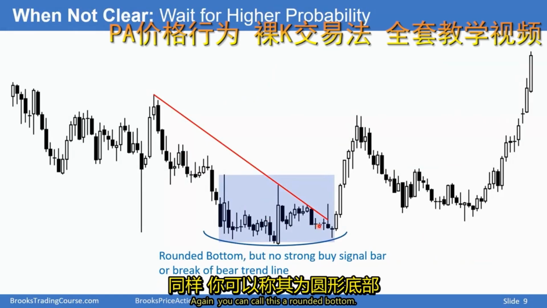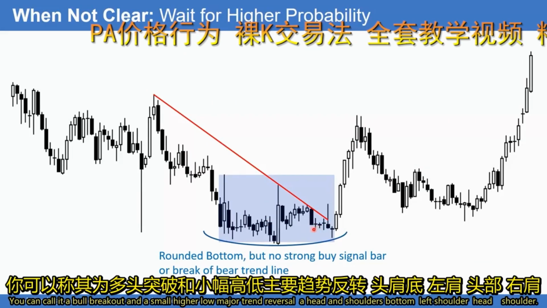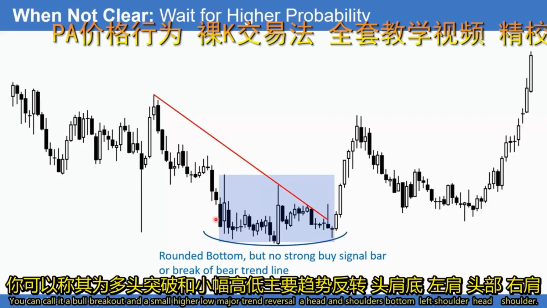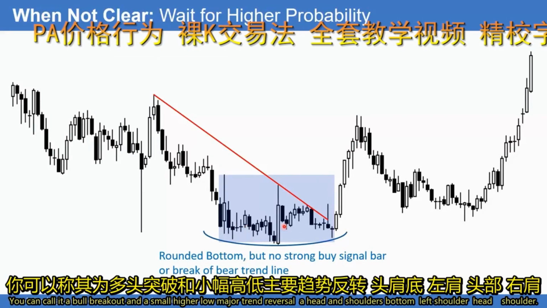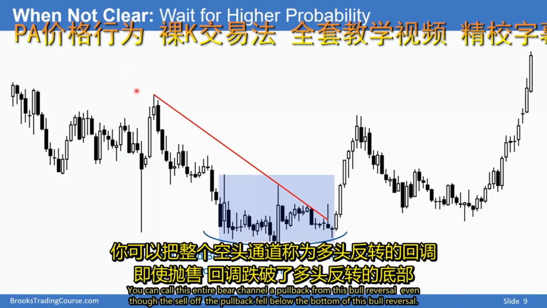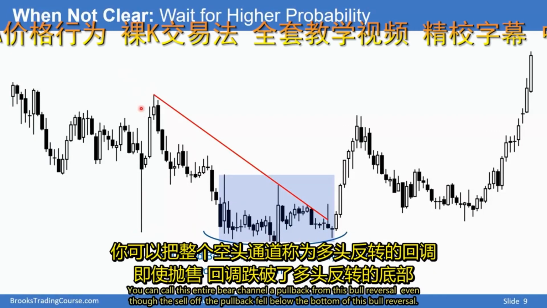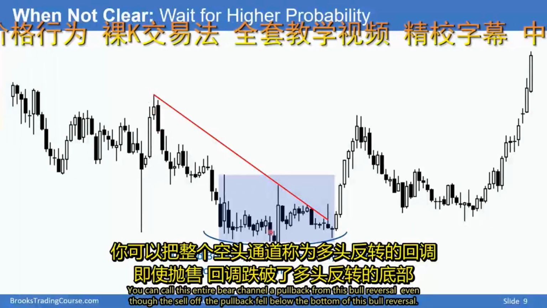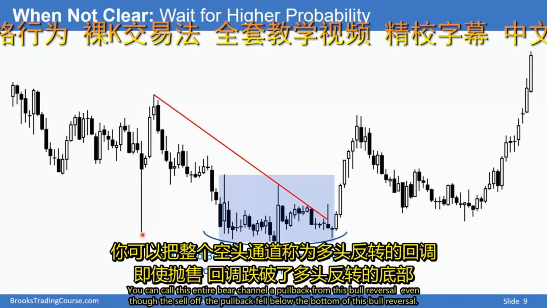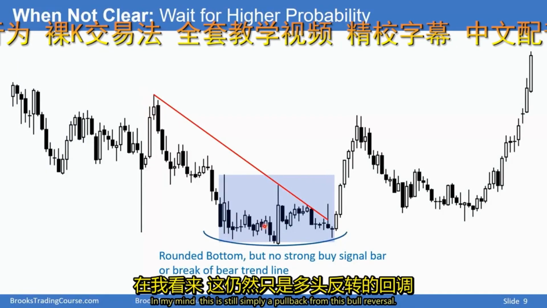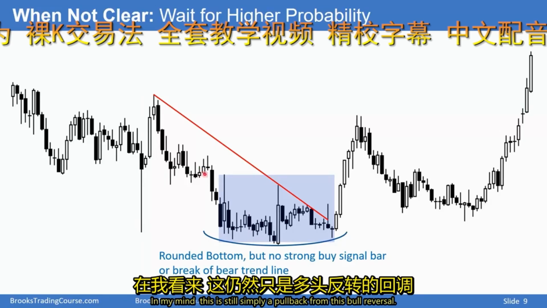Bears bought to cover shorts and bulls bought as well, expecting at least a small second leg up. Again, you could call this a rounded bottom. You can call it a bull breakout and a small higher low, major trend reversal, a head and shoulders bottom, left shoulder, head, right shoulder. You can call this entire bear channel a pullback from this bull reversal, even though the sell-off, the pullback, fell below the bottom of this bull reversal.